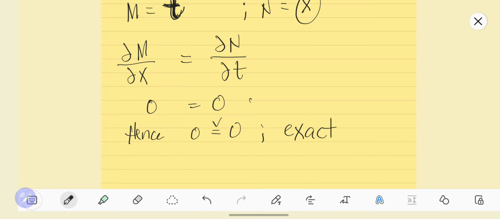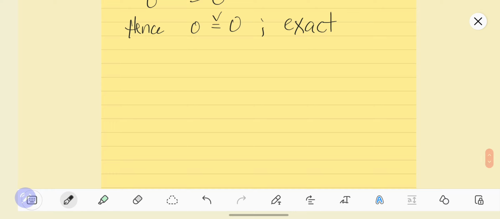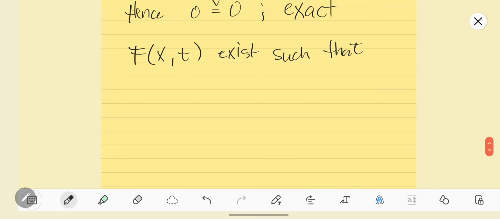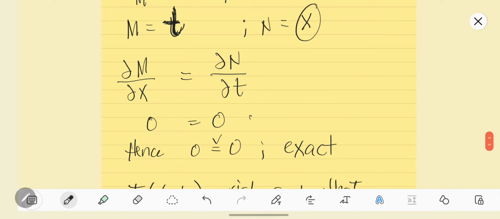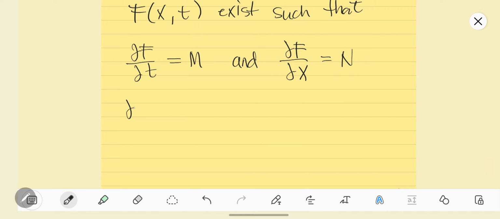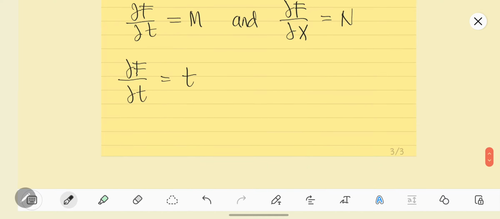Now this implies that f(x,t) exists such that the partial derivative of f with respect to t is equal to M, and the partial derivative of f with respect to x is equal to N. We know that our M is t, so the partial derivative of f with respect to t is equal to t.